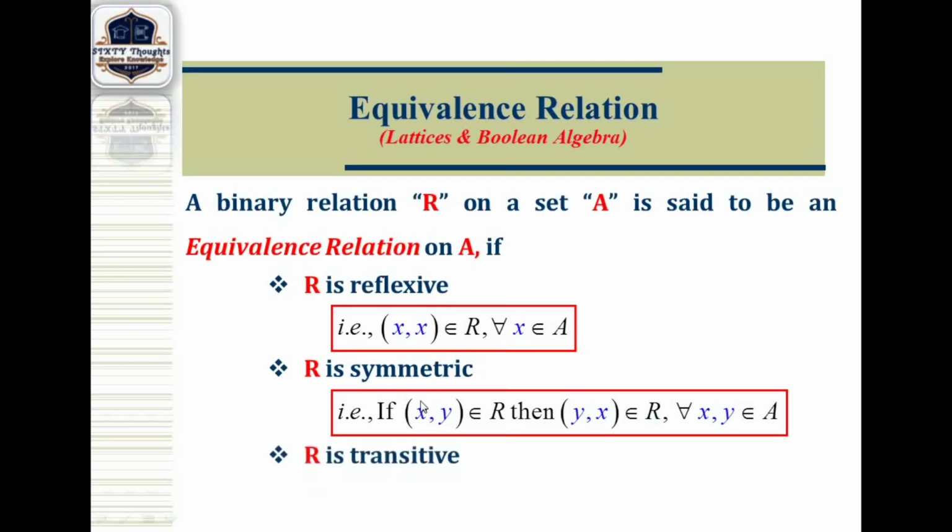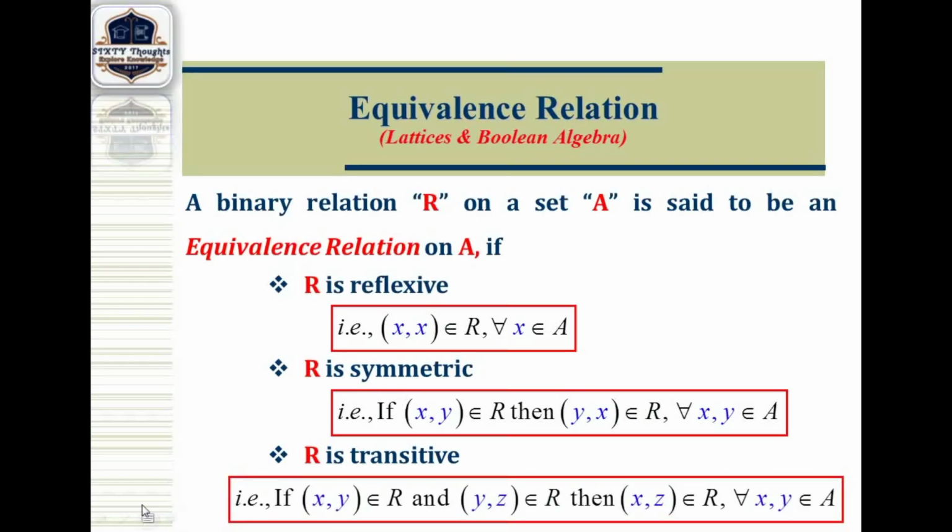Third one is R is transitive. What is transitive means we consider two ordered pairs. Using the two ordered pairs, we have to prove the third ordered pair. Okay, you see the property. If x comma y belongs to R, and here y is the same y, whatever y value you consider, the same value you consider in the second ordered pair. If x comma y belongs to R and y comma z belongs to R, then x comma z belongs to R, then it is called transitive. Otherwise, it is not transitive, for all x comma y comma z belongs to A.